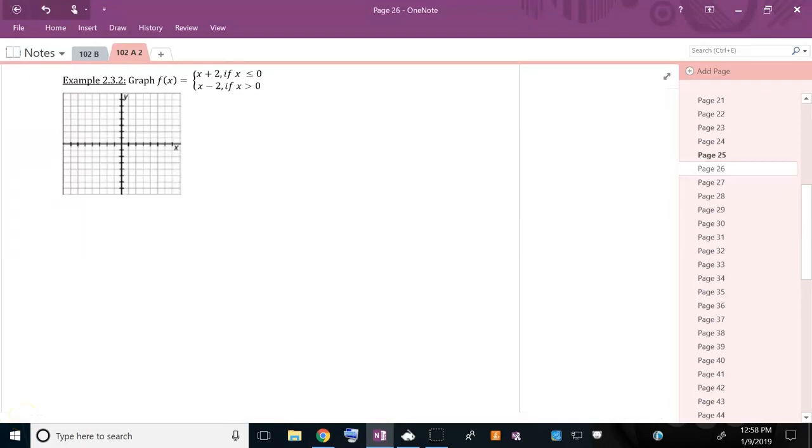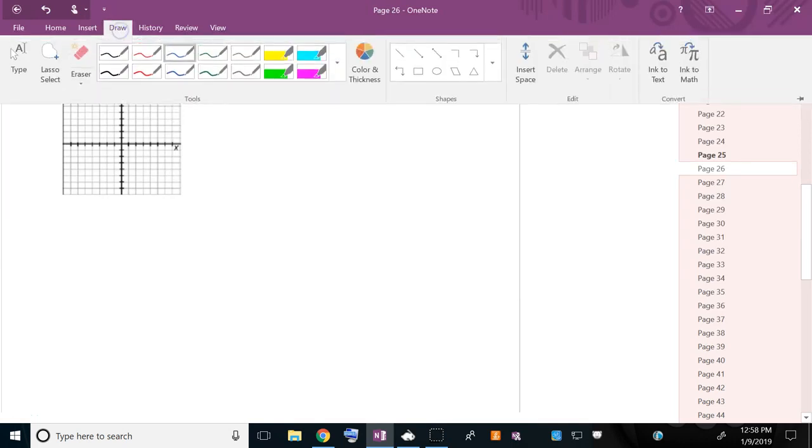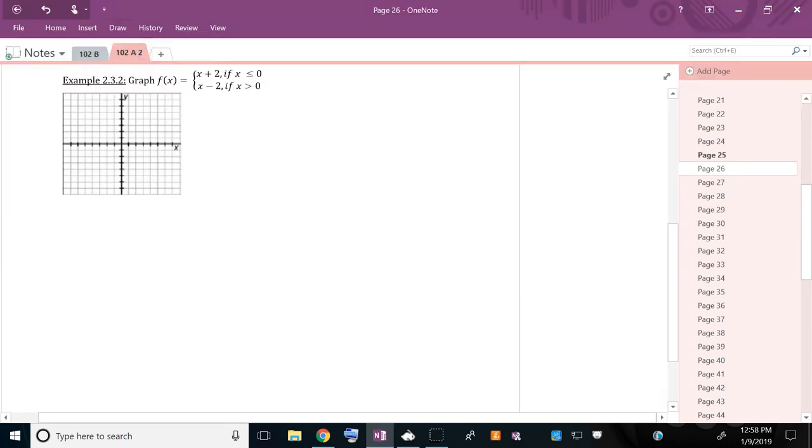Math 1 or 2, example 2.3.2. So now let's graph piecewise functions. I'm going to start by graphing each line individually.